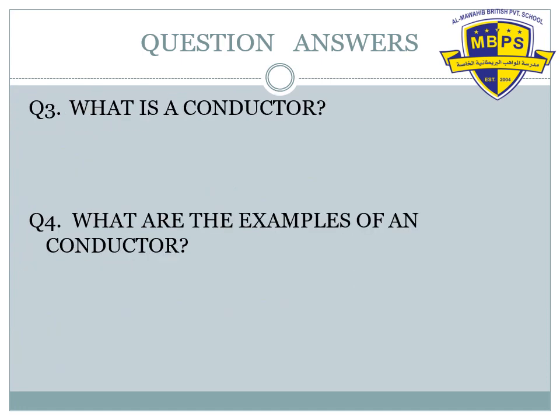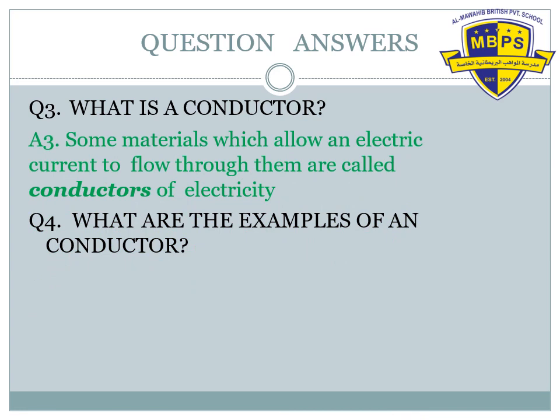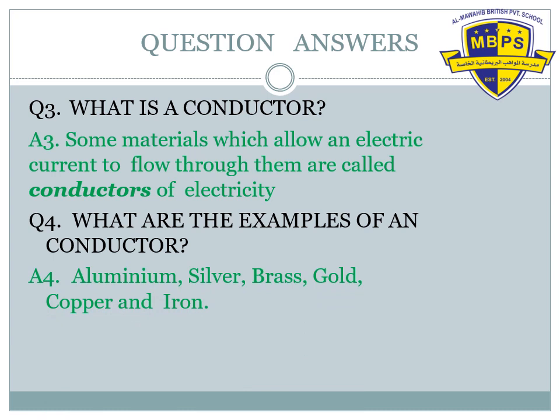Question number 3. This we have done at least for the last 3 days many times. I know you know the answer. What is a conductor? Some materials which allow an electric current to flow through them are called conductors of electricity. What are the examples? Can you remember what we started from the beginning? Good. Aluminium, silver, brass, gold, copper, iron are some of the examples of conductors.